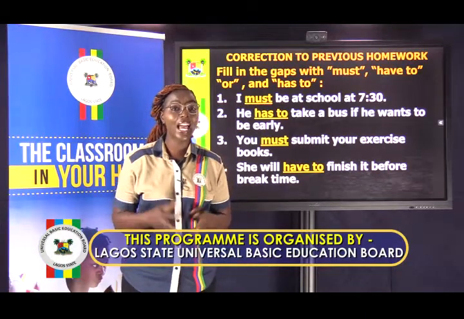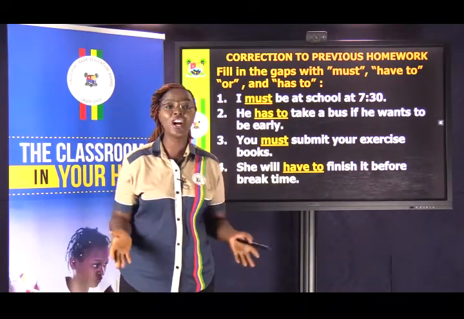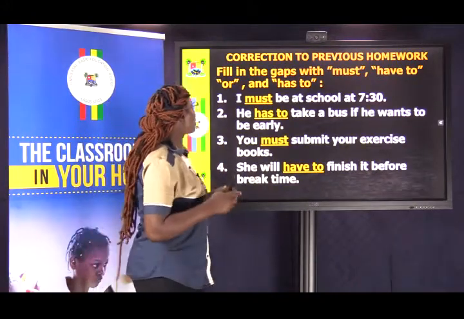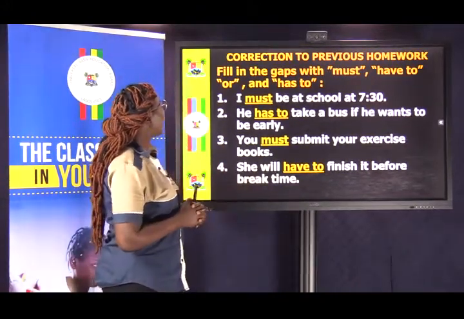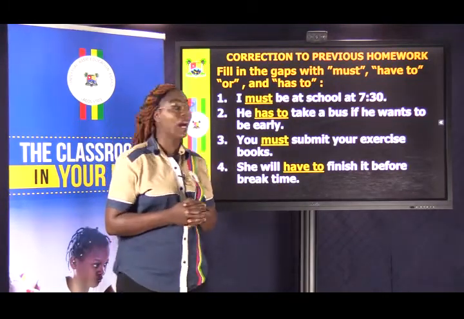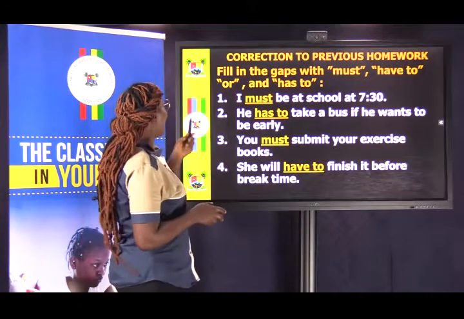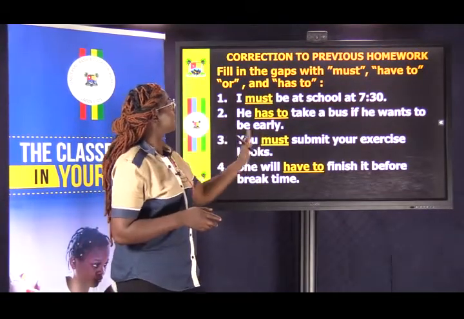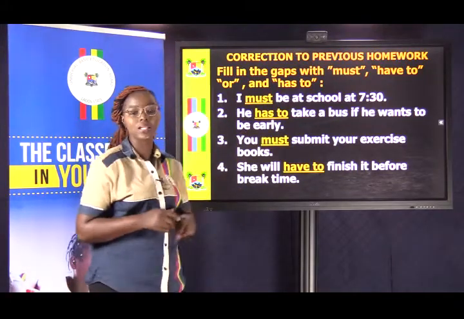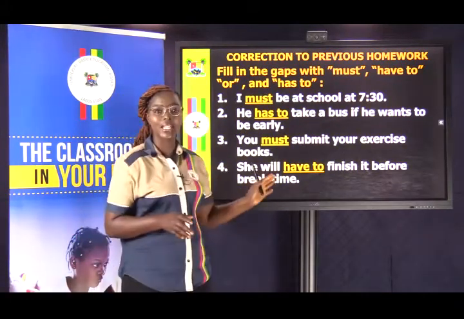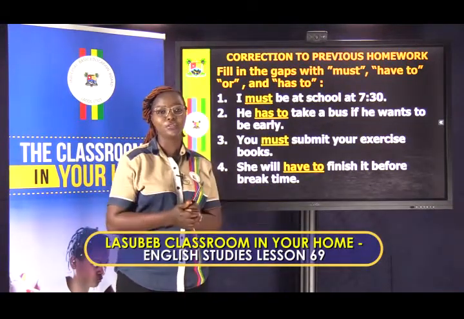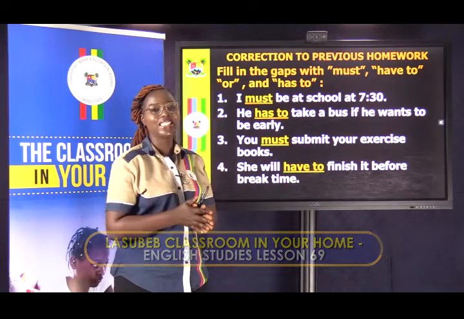Am I right? Some of you were able to submit yours and it is very commendable. And so let's get the correction done to that homework. Well, last lesson, we talked about this topic on auxiliary verbs, right? Modal auxiliaries. And I told you to fill in these sentences with the correct option, must, have to, or has to. Okay, so I'll just go straight to the answer in your homework books. You mark if you're correct, and if not, you put a star in front. While you do what? You put your answer in front.